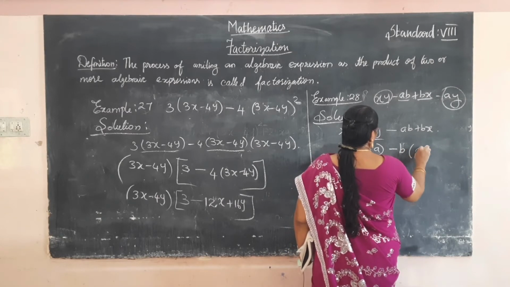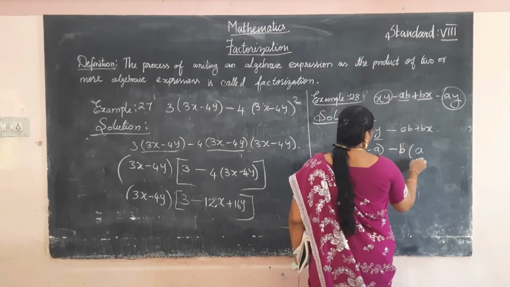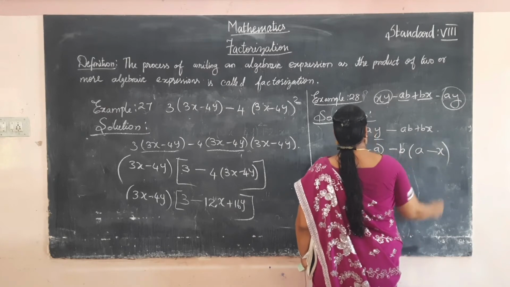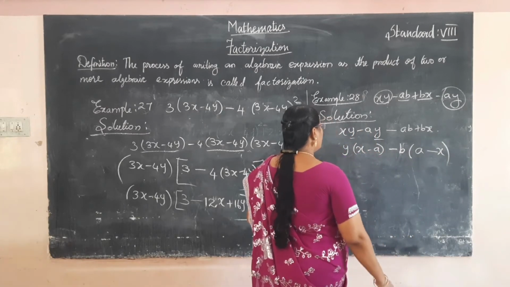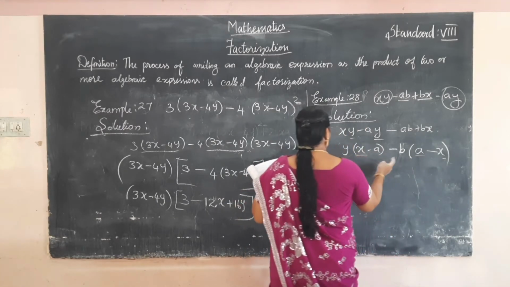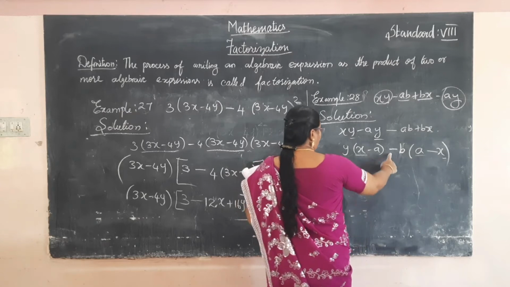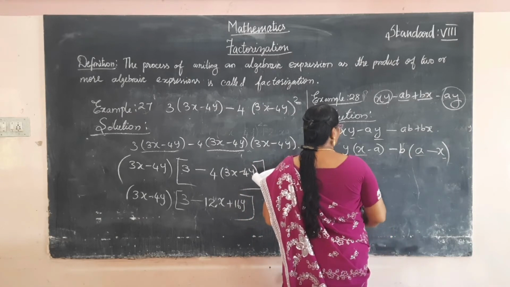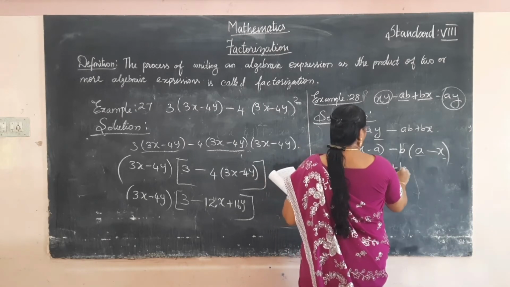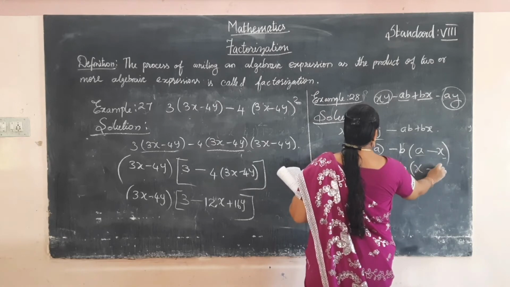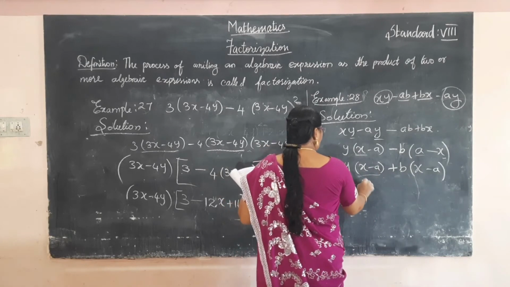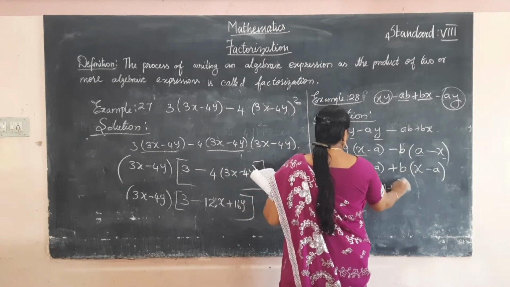So what is remaining? a minus x, a − x. Here the terms are varied, so multiply this term by minus. So y(x − a) + b(x − a). Now the terms are equal, we have to take it outside. So (x − a)(y + b) is the answer.